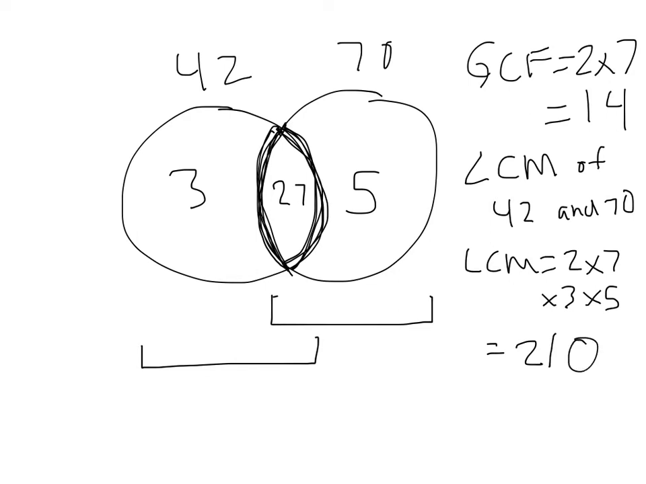Now if you notice, 2 times 7 times 3 times 5 is literally just this whole line of numbers. That's why the Venn diagram works so well. Lowest common multiple is really just multiply this way if you've used a Venn diagram. So that's all you would have to do to find the least number that has 42 and 70 as factors.